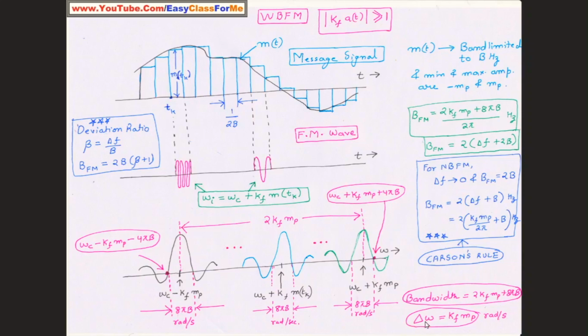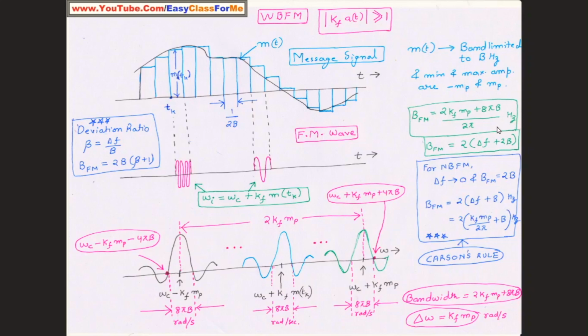And also the frequency deviation that we can have here, delta omega, is kf into mp. Why? Because the maximum value of this signal could be mp, so the maximum extent up to which the frequency of the carrier signal can go is omega c plus kf mp or omega c minus kf mp. So from the central frequency, the maximum extent up to which the instantaneous frequency can go is delta omega, and that is kf into mp radians per second. So we have noted these 2 points from the spectrum. Now if we want to define this bandwidth in hertz, then we have the bandwidth B_FM equal to 2 kf mp plus 8 pi b, and simply we will divide it by 2 pi, so we will get the required bandwidth in hertz.